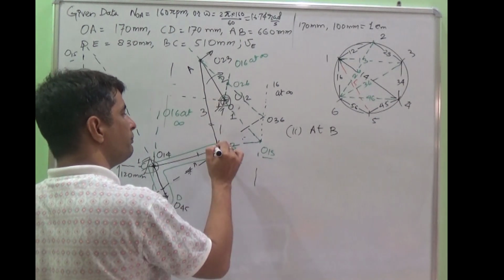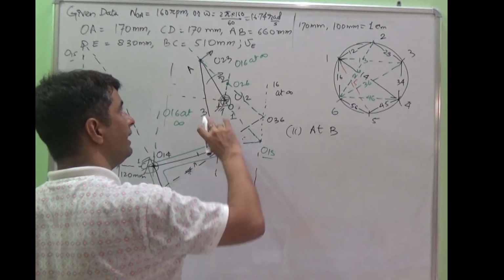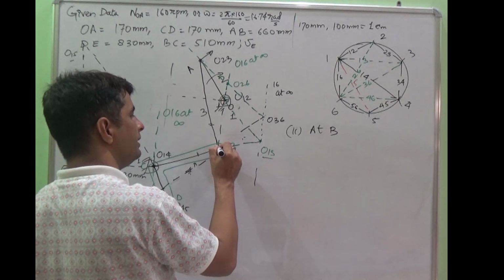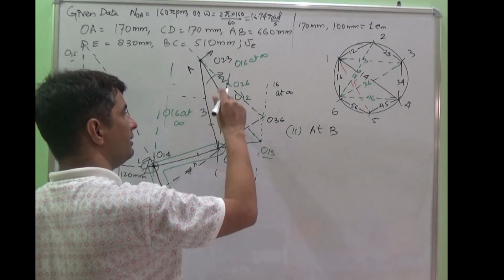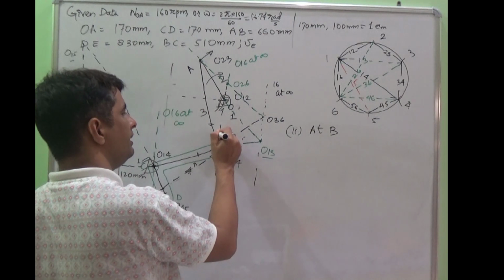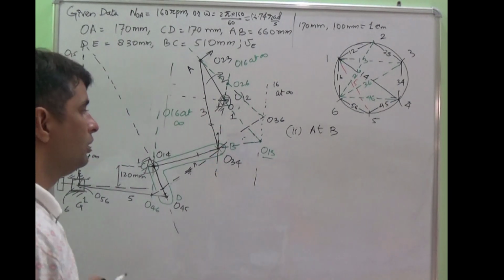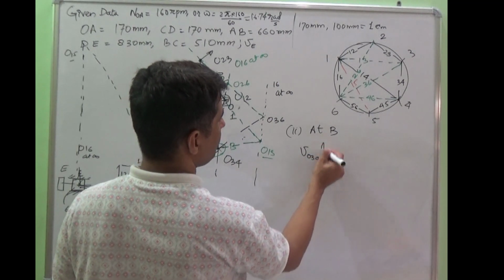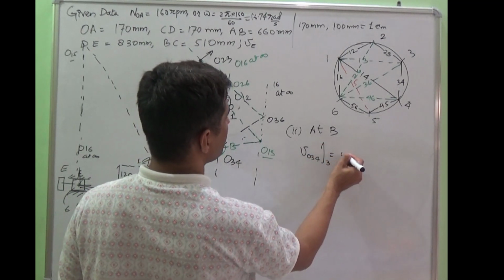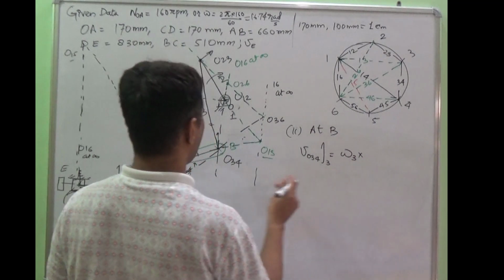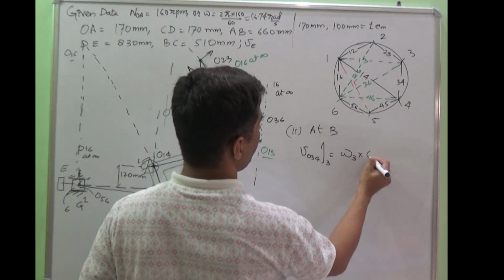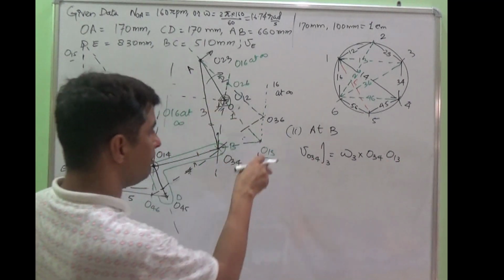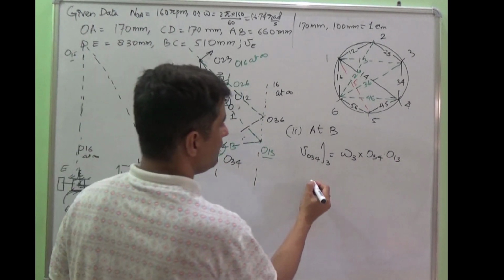So if you consider point O34 on link 3, and as you know link 3 is rotating in the clockwise direction, so this point as far as this is concerned would be in this direction, right? So we can find out velocity of O34 if you are considering it on link 3. So it is omega 3 multiplied by O34 O13, because link 3 seems to be rotating about O13.